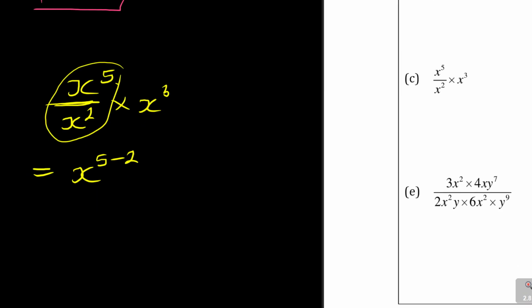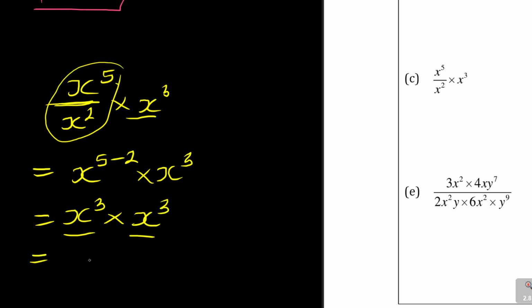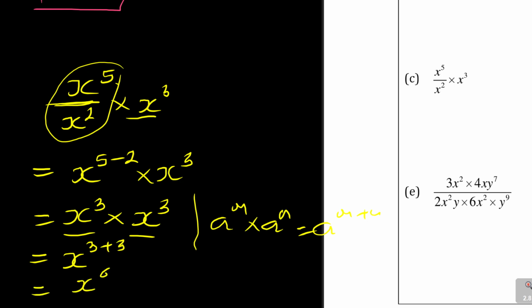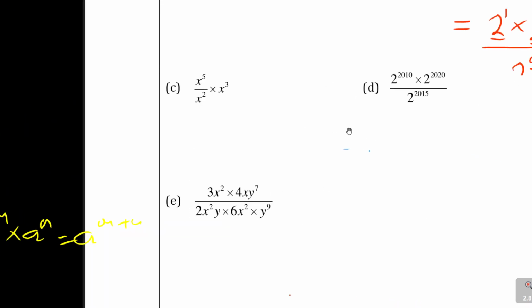But don't forget, we still have this one, times x to the power of 3, which is equal to x to the power of 5 minus what? 5 minus 2, it's 3 times x to the power of 3. Again, it's not done. Same base, multiplying. What do you do with the multiplication? Remember the law, a to the power m times a to the power n. What do you do? A to the power m plus n. Same thing here, x to the power 3 plus 3. The answer then becomes x to the power of what? Of 6. Are you with me? Just take it easy, one step at a time.